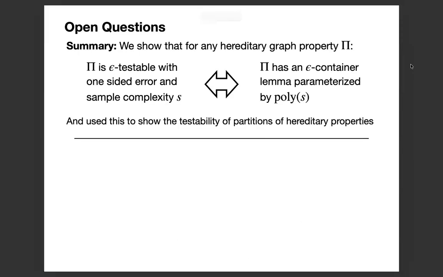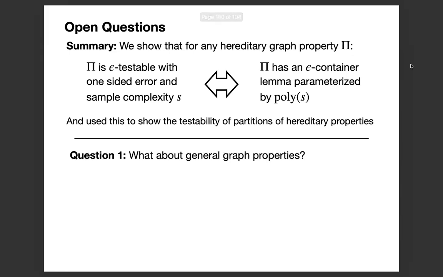Okay. So just to summarize, what did we show? We showed that for any hereditary graph property pi, you're testable with sample complexity S if and only if you have this container lemma parameterized by poly S. And we use this to show some closure properties. And there are actually some other ones in the paper as well.